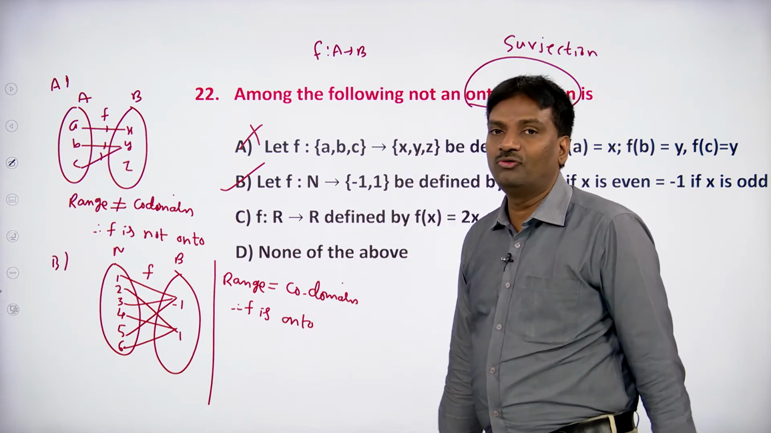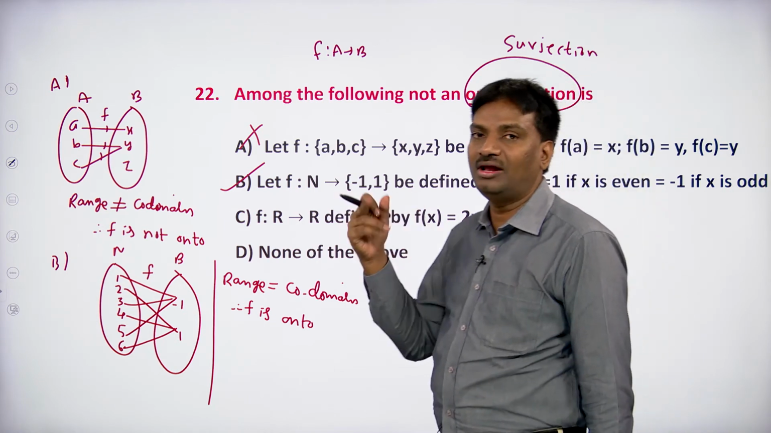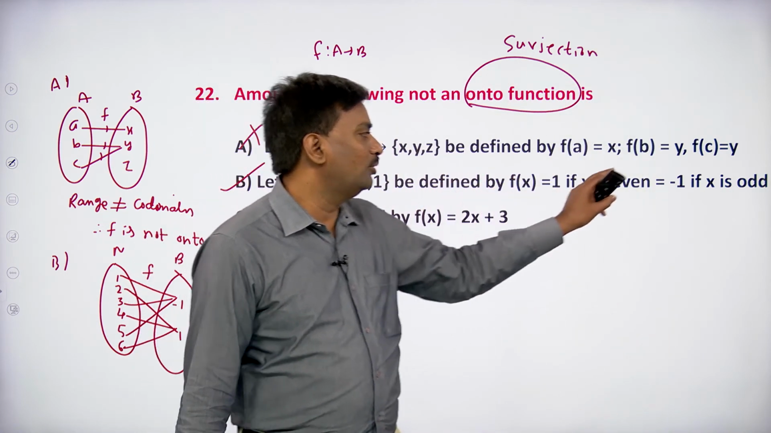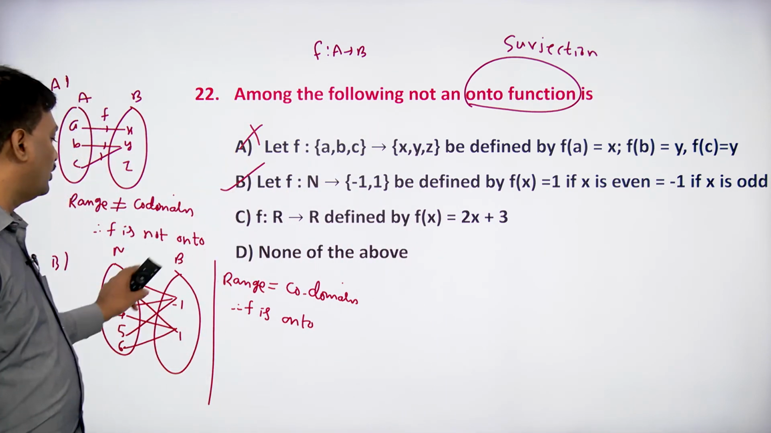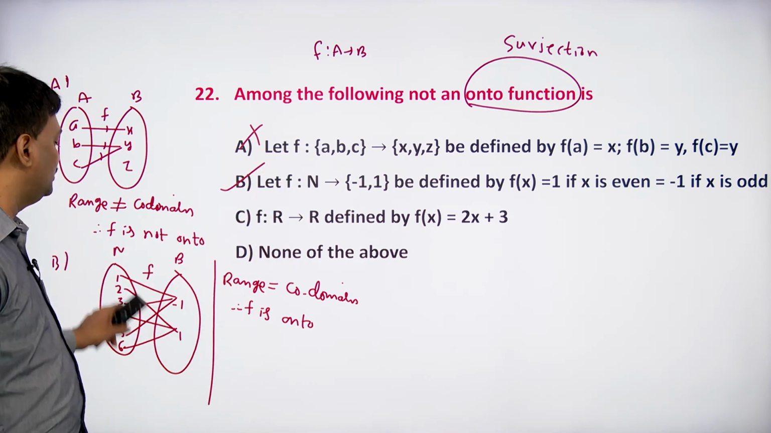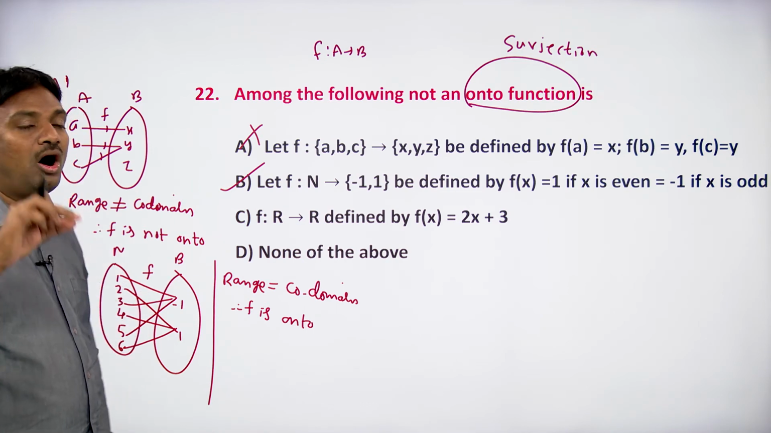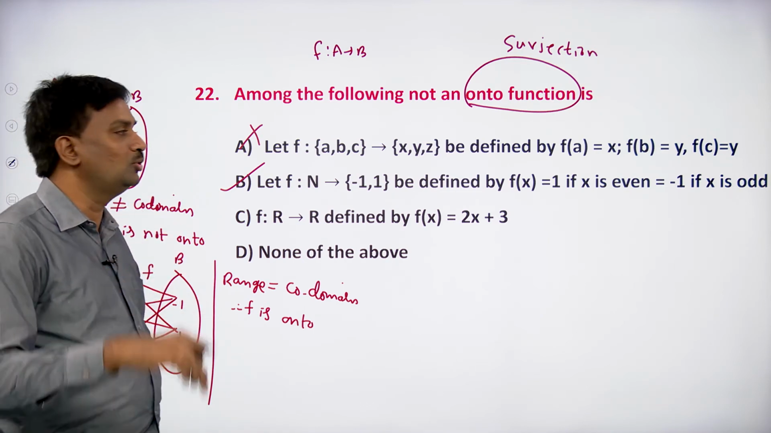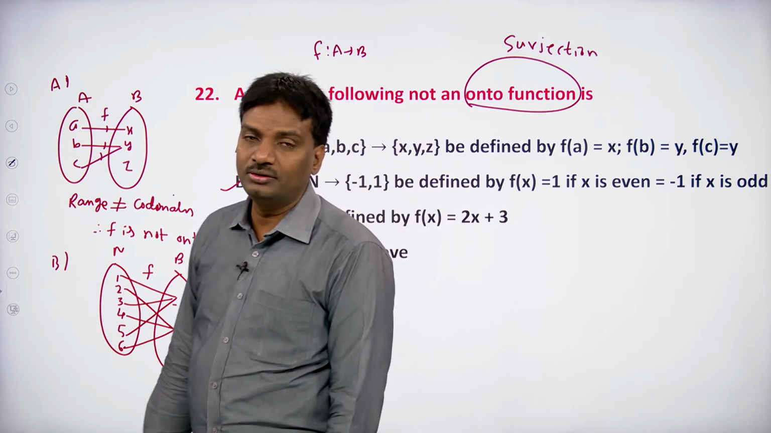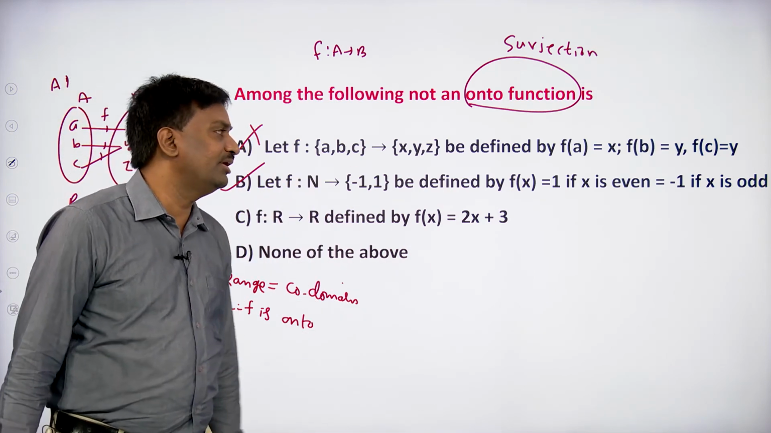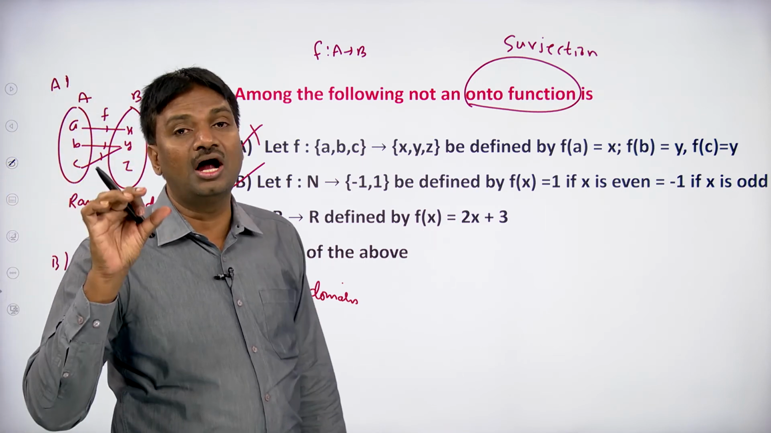So with respect to the given 4 options, we can say f maps N to {-1, 1} defined by f of x equal to 1 when x is even and f of x equal to minus 1 when x is odd. So this is the onto function. By taking some elements in N, 1, 2, 3, 4, 5, 6, whatever the even number may be, we must map that to 1. Whatever the odd number may be in the domain N, we must map that to minus 1. So clearly from this we can say range equals codomain. So f maps N to {-1, 1} is an onto function. To check whether the given function is onto or not.